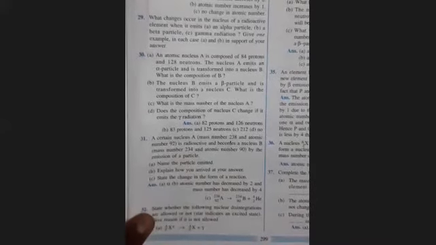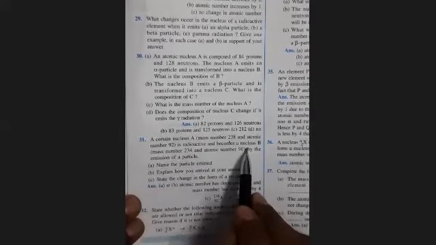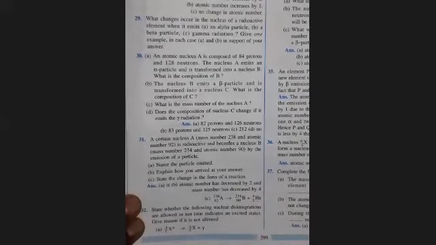You can see here a nucleus A, mass number 238. Let me arrange the book. Yes. You can see here. Now, a nucleus A, mass number 238 and atomic number 92, is radioactive and becomes nucleus B, mass number 234 and atomic number 90. So see here, A becomes B.